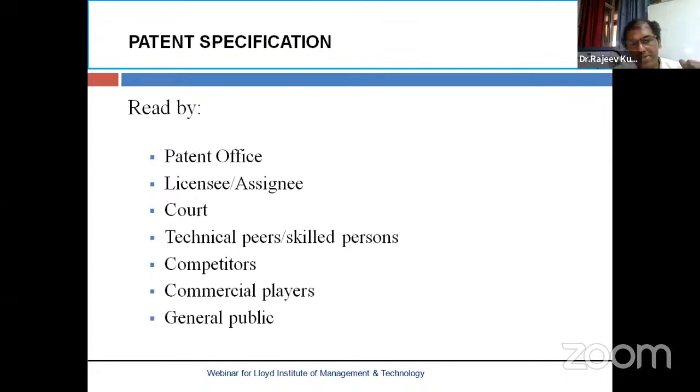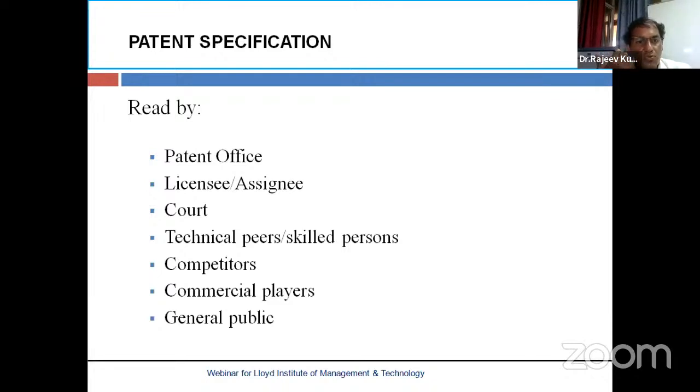So your competitors and all the commercial players who are competing with you over the similar technology, they all will study your patent specifications, and the general public also. So there lies, I'm showing you this slide because patent specifications should be very thoughtfully written so that your patent holds a lot of strength. Nobody can challenge your patent.